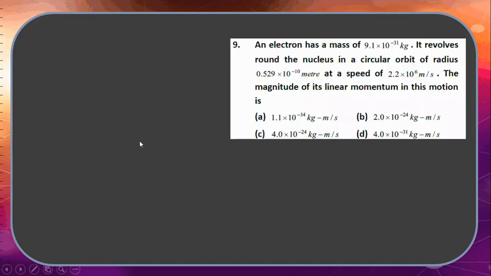Right. In yesterday's class, we completed 8 problems. So this is the 9th problem, which we didn't complete. They have asked about an electron of mass 9.1 into 10 power minus 31 kg. It revolves around the nucleus in a circular orbit of radius 0.529 into 10 power minus 10 meters at a speed of 2.2 into 10 power 6 meters per second. The magnitude of its linear momentum is.